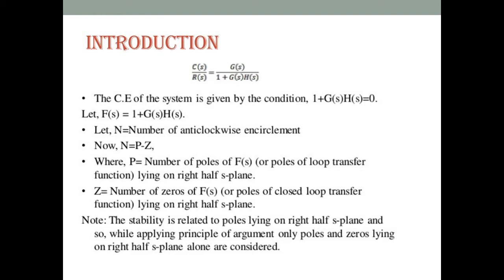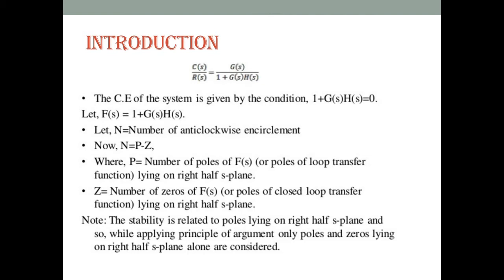Now, if we consider that N is the number of anticlockwise encirclements, then N is equal to Z minus P. Generally, N can take a positive value if Z is greater than P, or a negative value if Z is less than P, or 0 if P is equal to Z. And Z is the number of zeros of Q(s) or F(s) encircled by the contour, and P is the number of poles of Q(s) or F(s) encircled by the contour C.